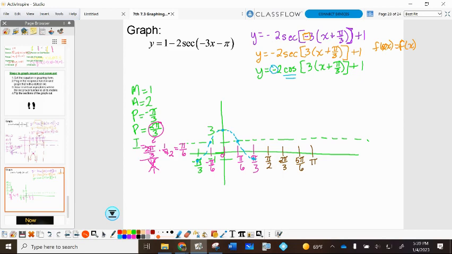Now, if you take a look from pi over 3 to pi, that's 2 pi over 3, which is what our period should be. So you can check and see if you counted correctly, because the length from beginning to end of a cycle should be the same as your period. Now, I'm going to back those marks off just so I don't have extra marks in the way, but it's nice to check your period to make sure you counted your interval correctly.